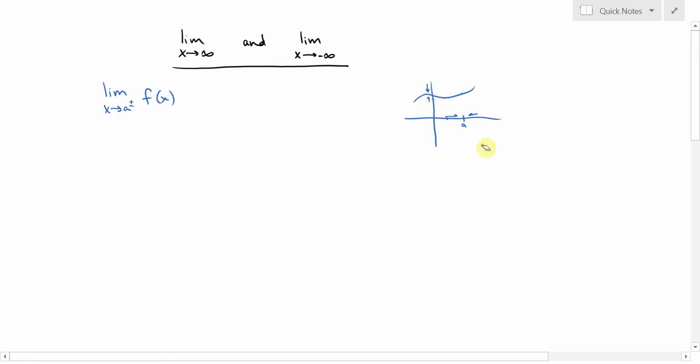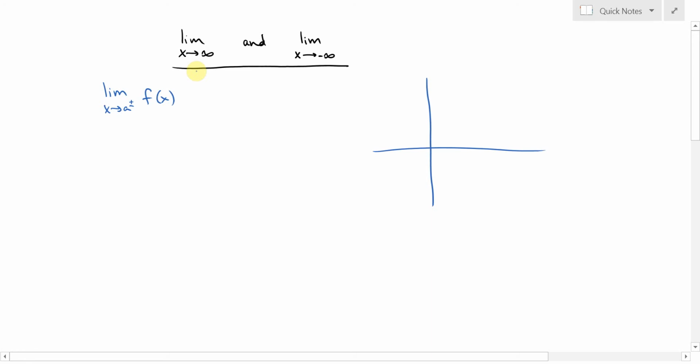And in the picture I've drawn, it's continuous, so the limit just ends up being equal to f of a. But now we're going to discuss something a little bit different. What happens as x goes to infinity or as x goes to negative infinity? And the definition works exactly the way you imagine it would.